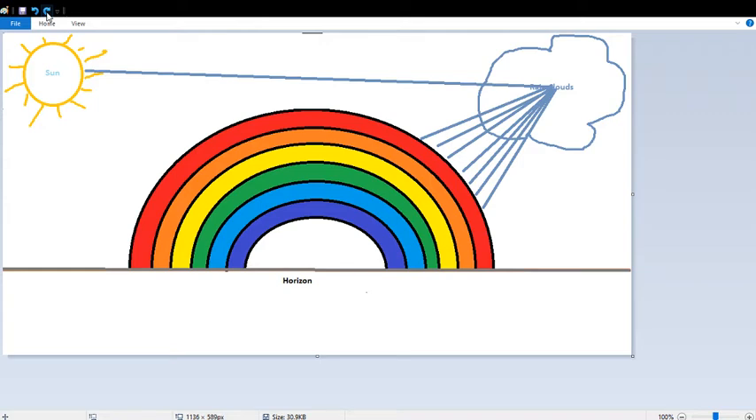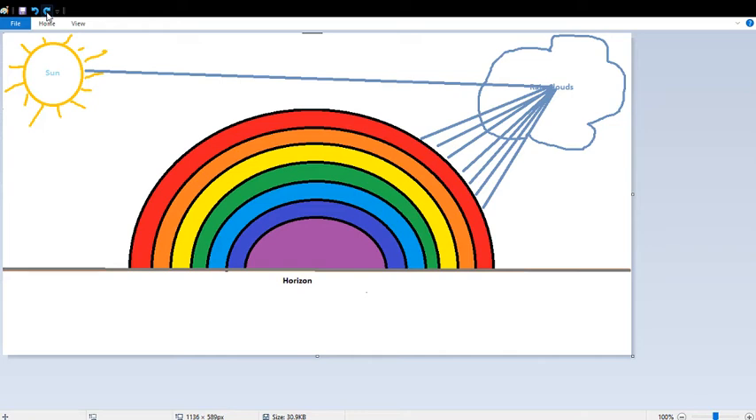Indigo is a color that is between blue and violet, and it is not visible by a person's naked eye. If you think you're seeing it, you're not. It's in between blue and purple, and it's what they call an invisible color. So we have all of these colors in the rainbow.